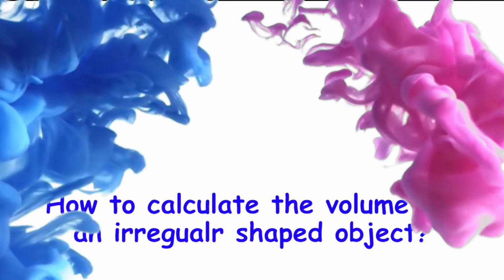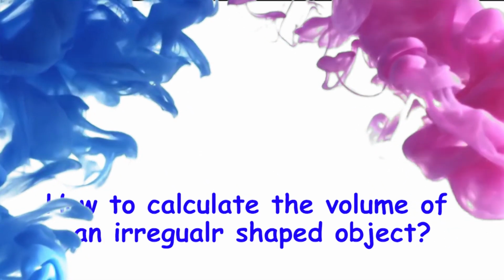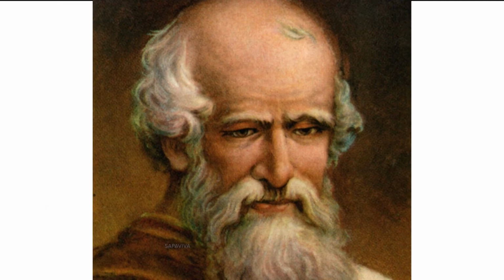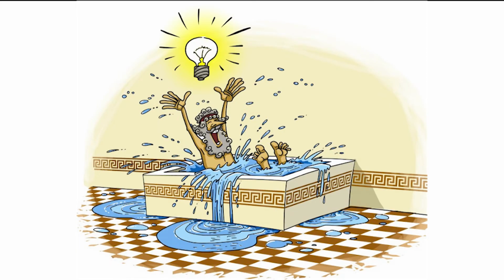If I have an irregular shaped object such as a rock, how will I measure its dimension? In front of me, a picture of the Greek scientist Archimedes, who discovered when he was taking a bath that the volume of water displaced is equal to the volume of the object immersed.